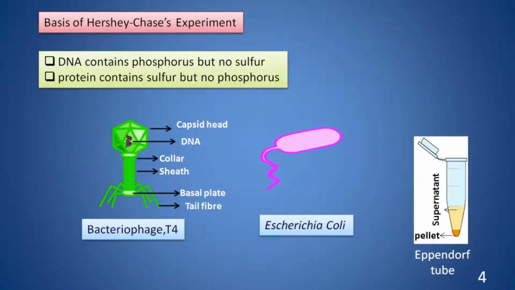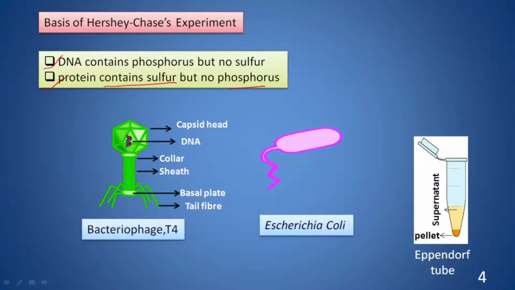So what was the basis of Hershey and Chase experiment? The basis was that DNA contains phosphorus but no sulfur, and protein contains sulfur but no phosphorus. On the basis of this, they used radioactive phosphorus and sulfur.